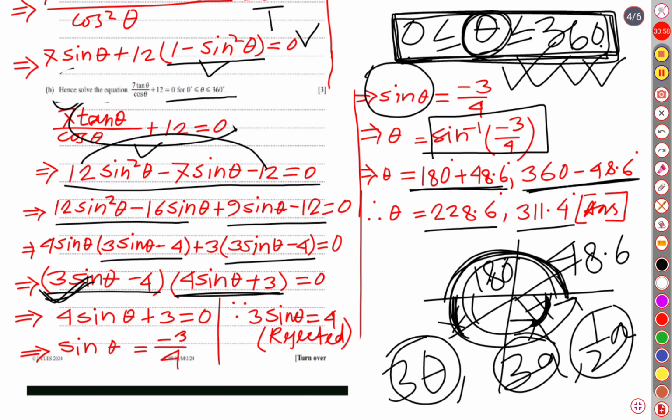Then for negative value, here the value of sine is negative. For negative value, sine falls either in the third quadrant or in the fourth quadrant. For the third quadrant, we will add 180 to get the value of the angle. For the fourth quadrant, we will subtract the basic angle from 360. That's all about this. I think it has been more clarified than the previous one.